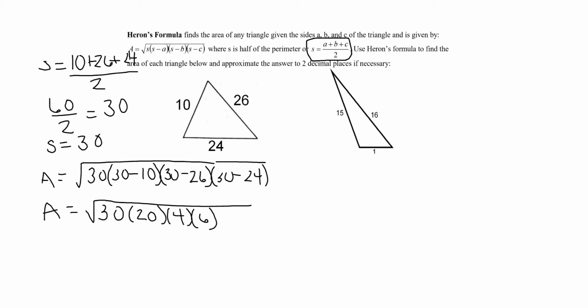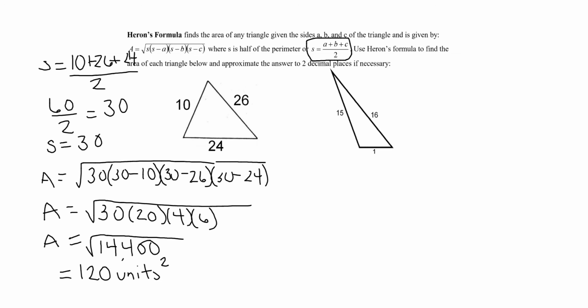And when we do the math underneath the radical, let's see, 30 times 20 times 4 times 6, which is 24. I will get 14,400. And then I'll take the square root of that. And I get 120. So the area is 120. And since we don't have any units, it'll be units squared.